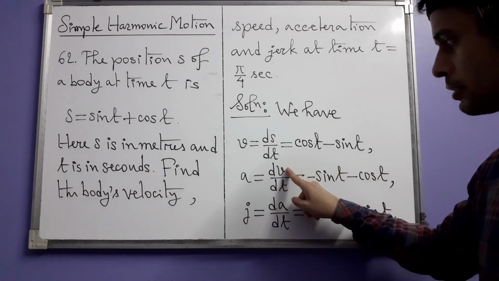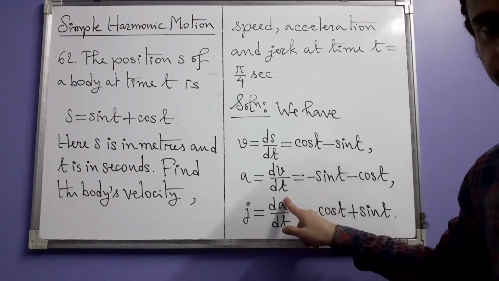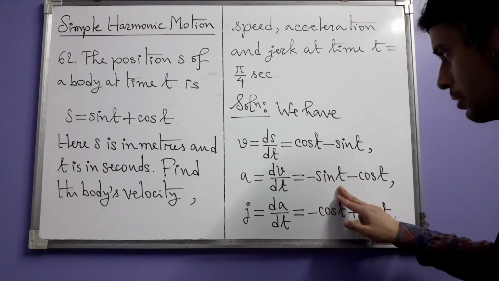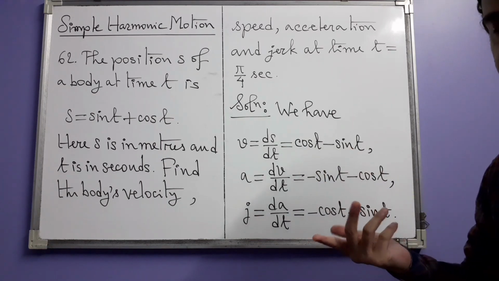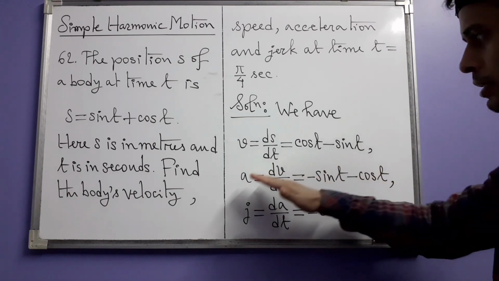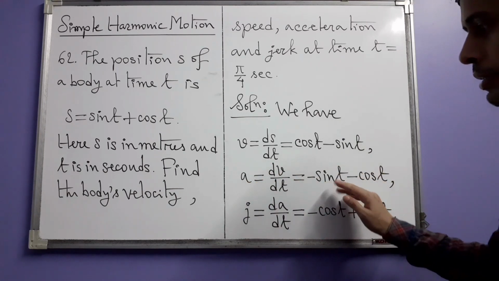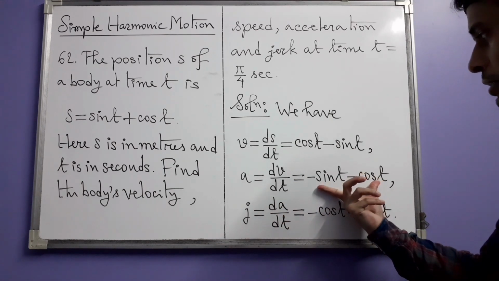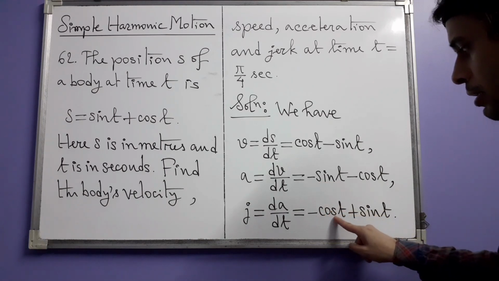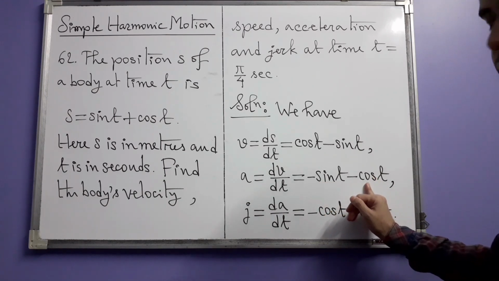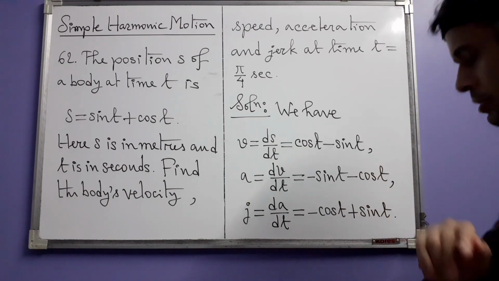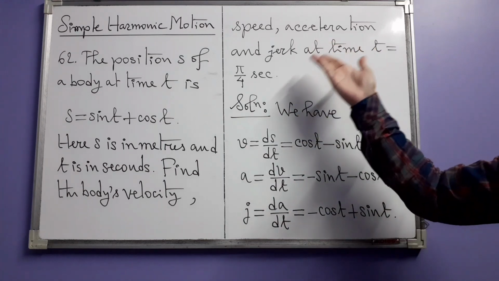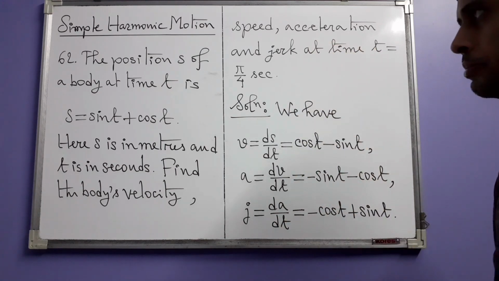Acceleration is the instantaneous rate of change of velocity with respect to time. So you differentiate this once more. Differentiating cos t, you get minus sin t, and differentiating sin t, you get just cos t. So minus cos t. So that is our general acceleration. And then jerk is the rate of change of acceleration with respect to time. So you differentiate this once more. Minus sin t gives you minus cos t, and differentiating cos t you get minus sin t. So minus cos t gives you plus sin t. So these are the three quantities. And now we will actually calculate what we have been asked to calculate.